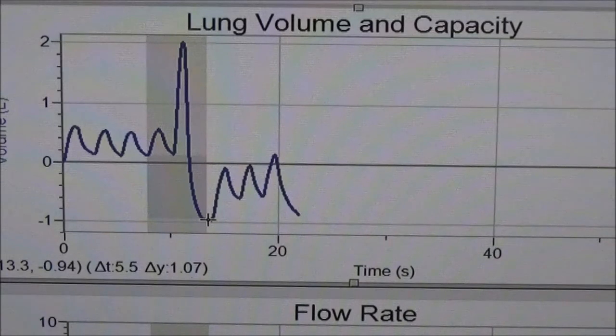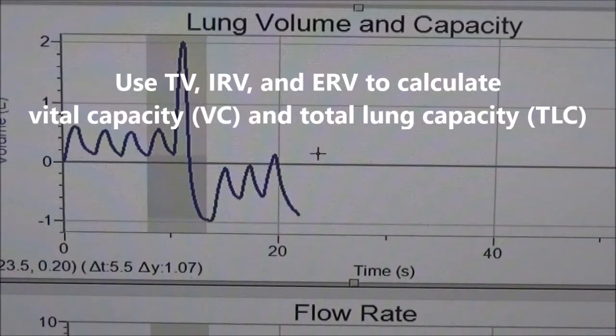Okay, now in your handout you're going to learn how to use those 3 values to calculate vital capacity, total lung volume, and so that's going to be a question you have to answer on your questionnaire.